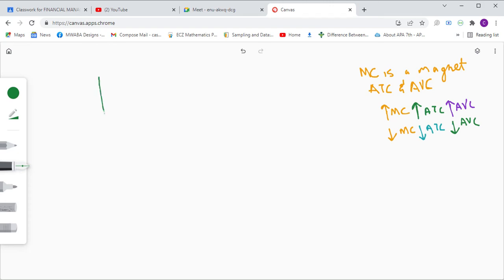So today we're looking at the per unit cost graphs or the average cost graphs. And to be specific, we're talking about the average total cost, average fixed cost, and average variable cost.